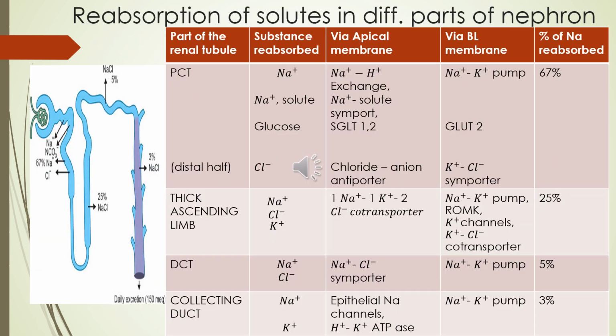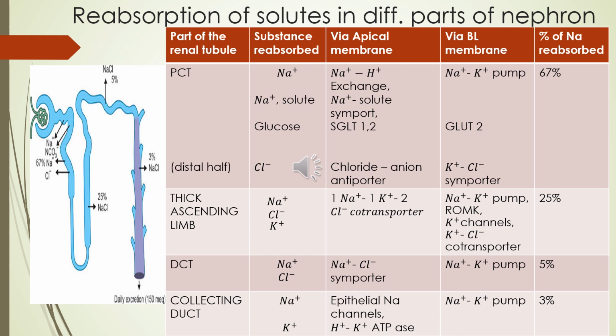In this slide, reabsorption of different solutes in different parts of the nephron are summarized. Only the important ones are given here. See, in the proximal convoluted tubule, the most important substance that is reabsorbed is sodium. Along with it, certain solutes like glucose, phosphates, amino acids are reabsorbed. And then from the distal half of the PCT, chloride ions are reabsorbed.